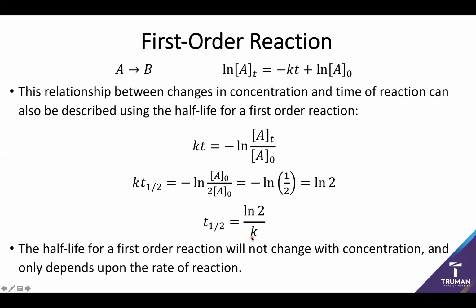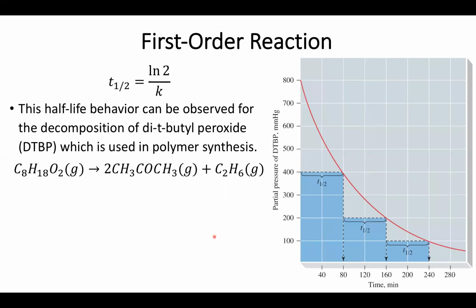And this is very different from what we saw before, because the half-life for a first order reaction won't change with time. It is very constant. The only thing it changes upon is the rate of the reaction. So as long as that doesn't change, your half-life can be quite predictable. And this is used in a lot of applications, such as radio dating, which we'll be talking about a lot more next chapter.